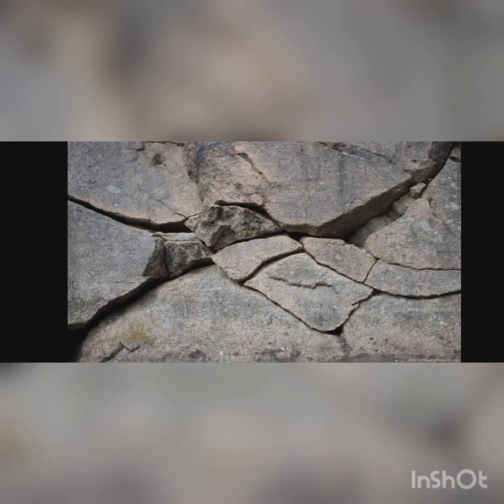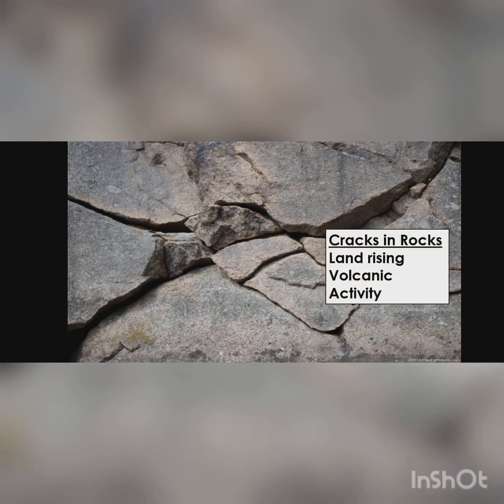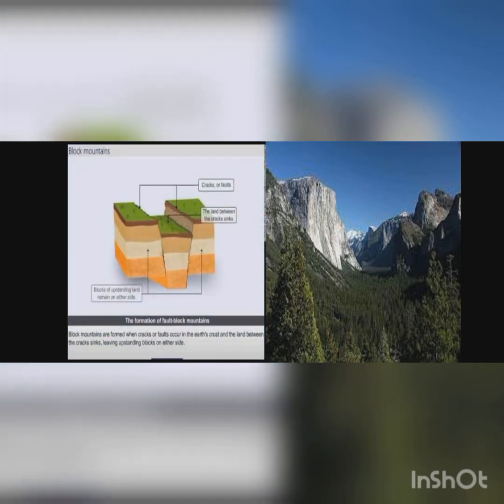Then we have cracks in the mountain. You can see the cracks in the mountains, and cracks are on the basis of land rising, and some volcanic activity becomes the base for cracks in rocks. Okay, then we have block mountains. This is also part of your chapter, how block mountains are created. If you can see in this image, the land between the cracks sinks, and the cracks or faults on both sides are rising up, and the middle land is sinking down.